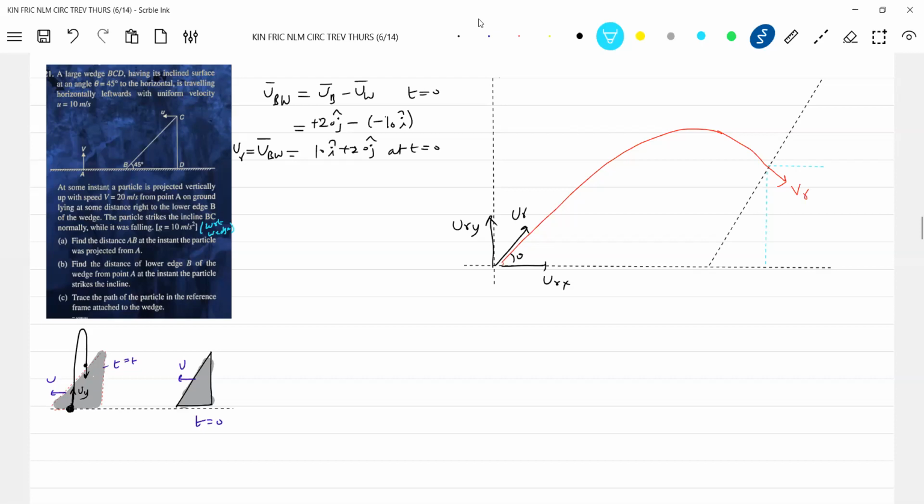Okay, what do we have to do now? Find the distance AB at the instant the particle was projected from A. At t equals 0, it is here. After some time, t, it will be here. In this diagram, this is t equals 0. Here it will be t equal to 0. This is the time.